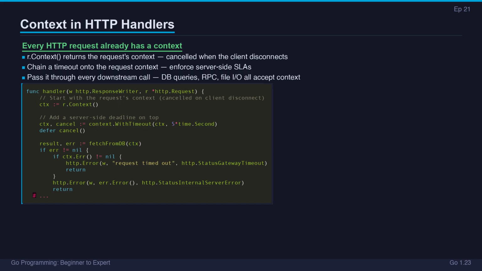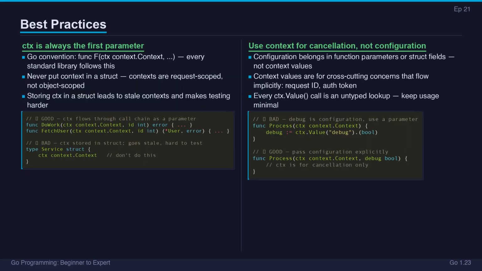If any layer returns because of context cancellation, you check ctx.Err at the handler level to decide the right HTTP status code. This is the standard production pattern. The context threads from the HTTP server through the business logic to every external system, and cancellation propagates automatically in all directions.